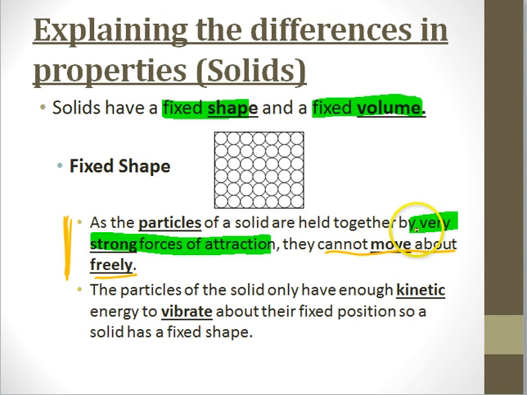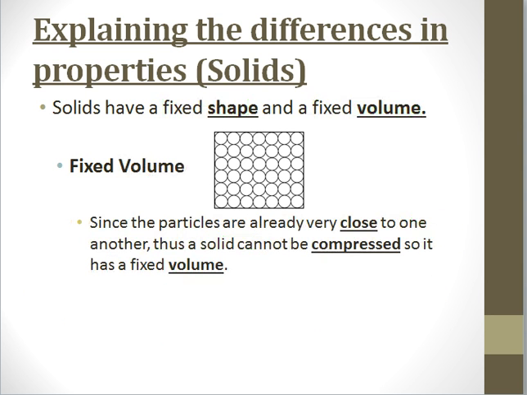They cannot move out freely because of the very strong force of attraction. Hence, the result of it is that they can only vibrate about their fixed position. Okay? So you can see here, because of the very strong force of attraction, they cannot move about freely, so they can only vibrate about their fixed position. Therefore, they have fixed shape. Okay? Now, how about fixed volume?